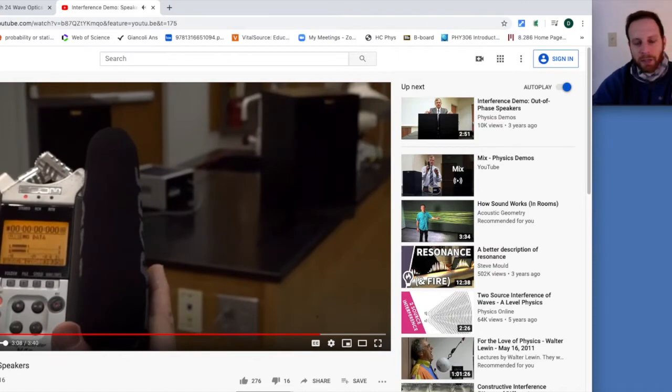So the distance to the speakers is really not changing significantly, but the relative distance from the microphone to each speaker is changing and causing the sound to go through successive patterns of constructive and destructive interference.